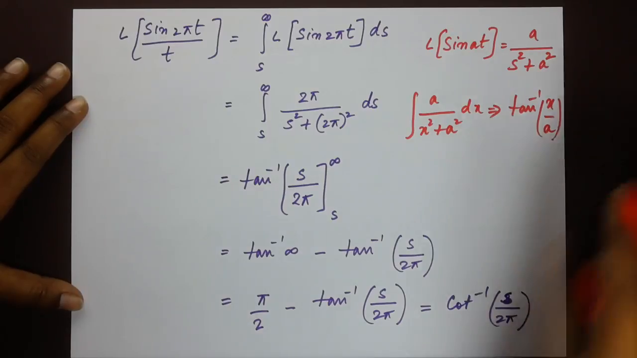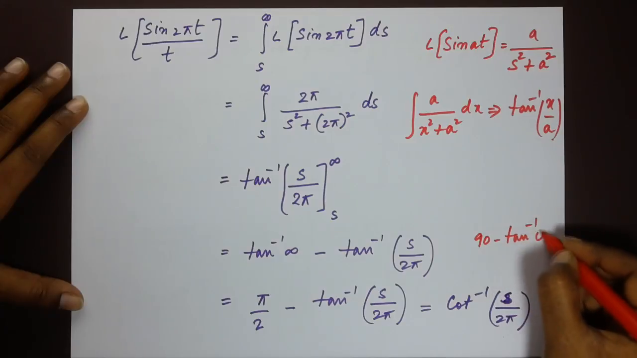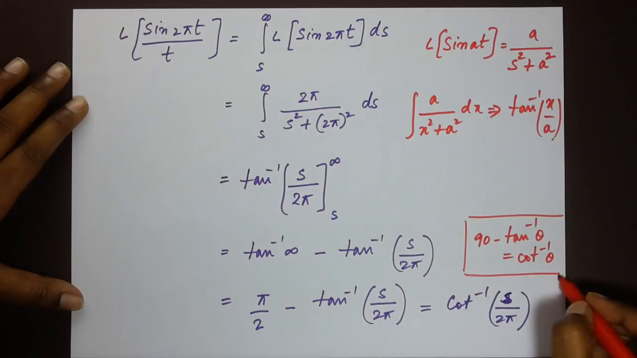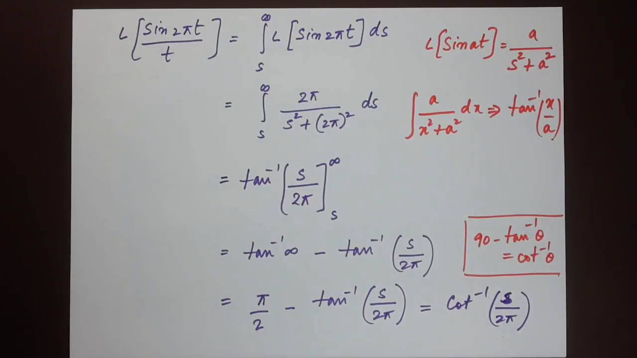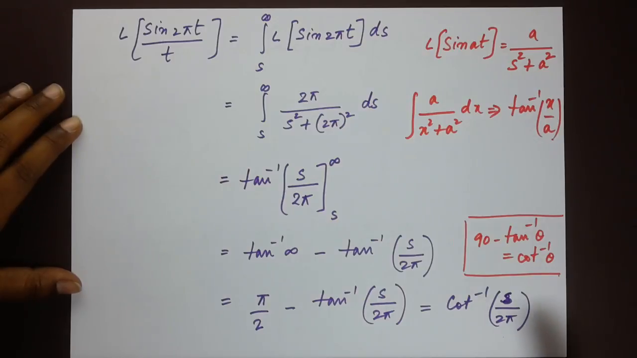I'll write that here. 90 minus tan inverse theta is cot inverse theta. All of these are basics that we have learned during our intermediate. So we have to just incorporate all of that, along with what we have learned in linear algebra during our first year and second year of engineering, and apply all of that to problems like this. Indeed, it is a lot to remember, but with practice you will get it all.